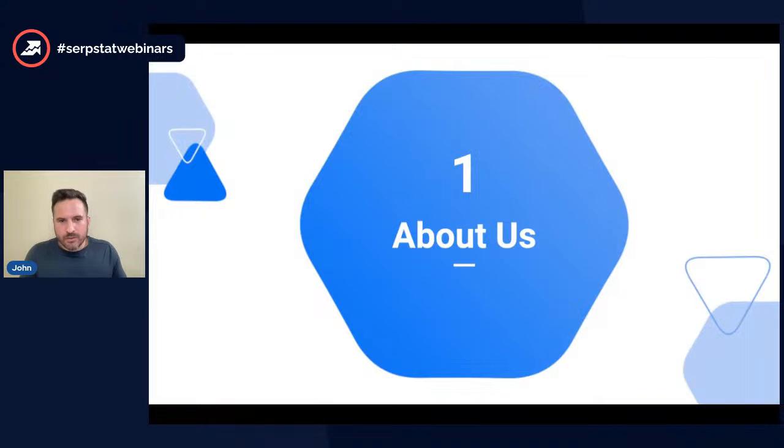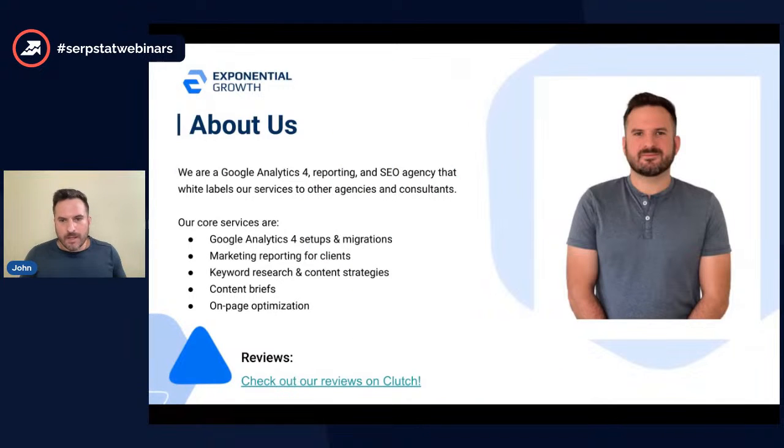So just a quick about me. My name is John, as you heard. I'm the founder of Exponential Growth. We're an agency that focuses primarily on Google Analytics, reporting, and some SEO work. We typically work with agencies and consultants in a white label capacity. So you can see some of our top service offerings here, and you can check out some of our reviews on Clutch as well.